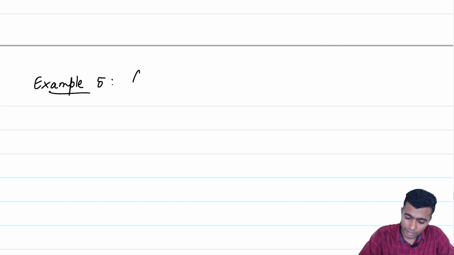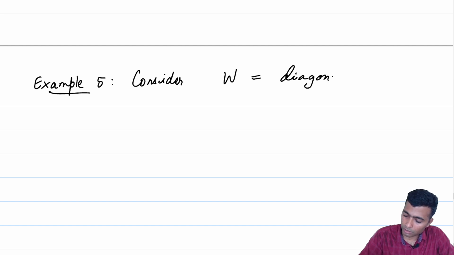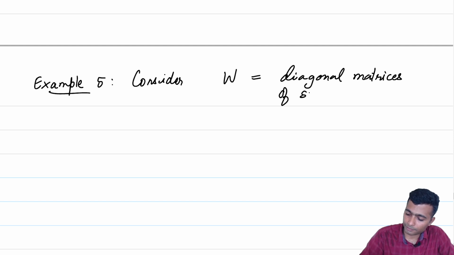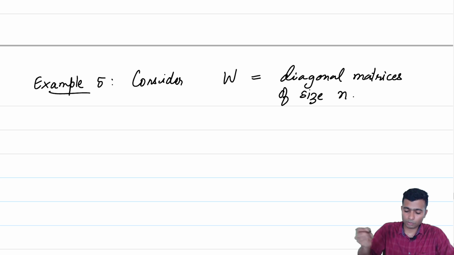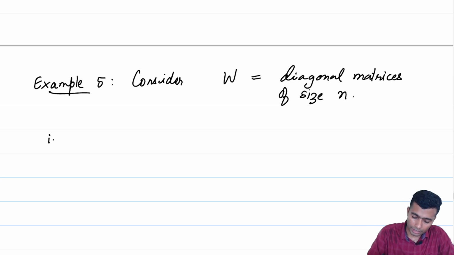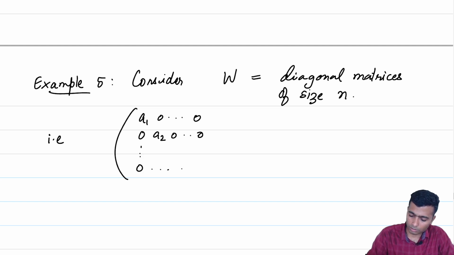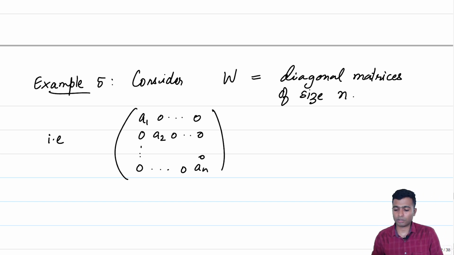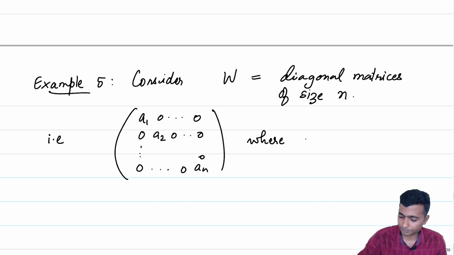So, consider all the diagonal matrices W, all the diagonal matrices of size n. So, what is W? W will be matrices of the type A1 0 0 0, 0 A2 0 0, 0 0 dot dot dot 0, A n. Right, this is exactly what diagonal matrices are.